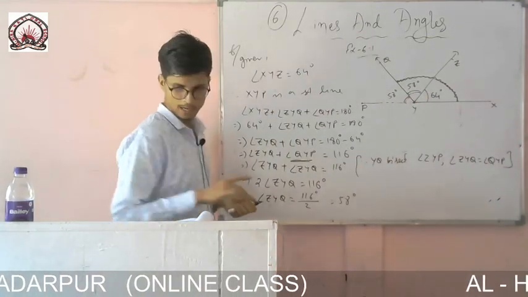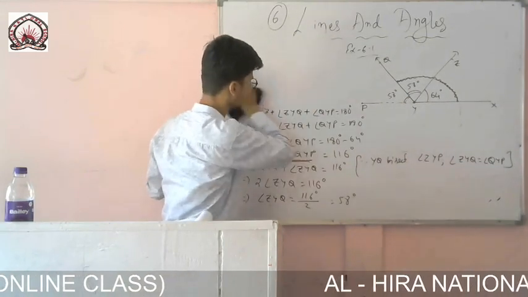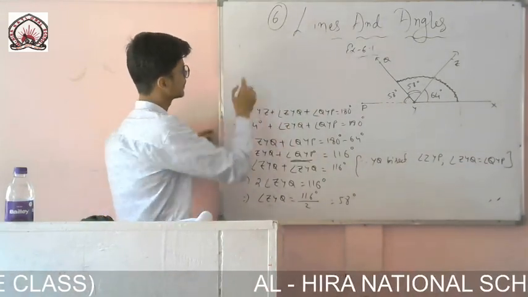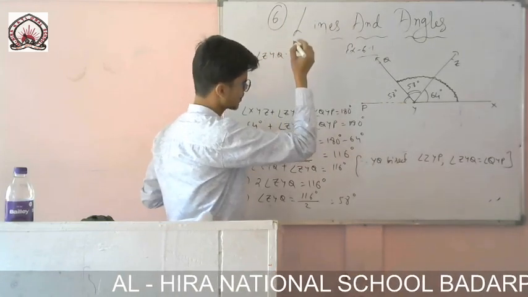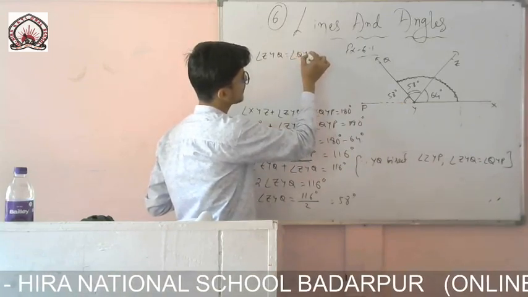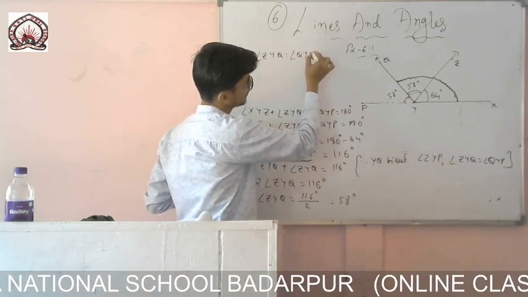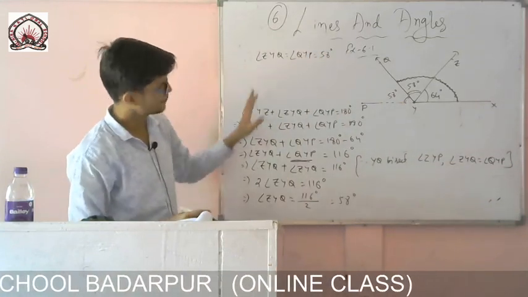So after that you write: therefore angle ZYQ is equal to angle QYP is equal to 58 degrees. So this one we have found just now.